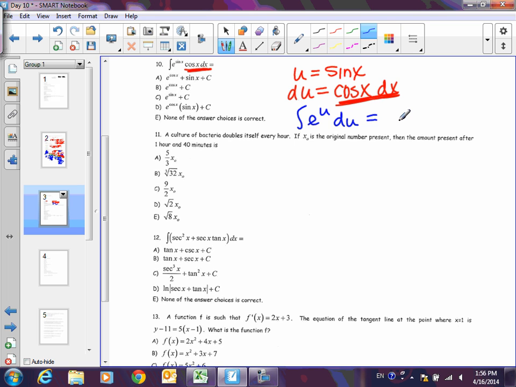What's the integral or antiderivative of e to the u? e to the u, plus c, although that doesn't really matter on this one. They all have it, and so my answer then would be C, because u is sine x.